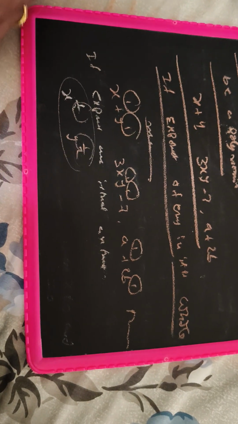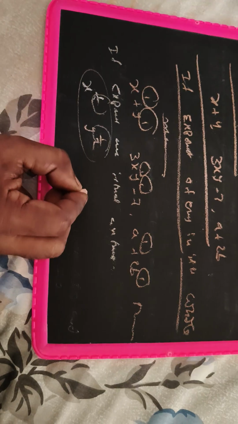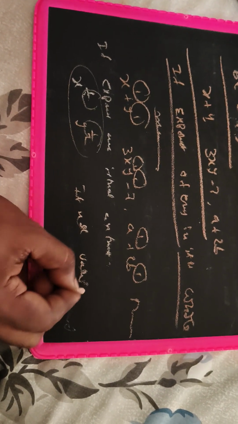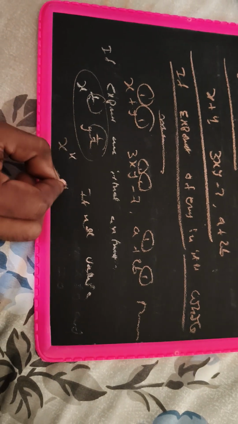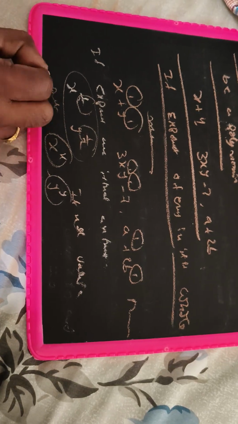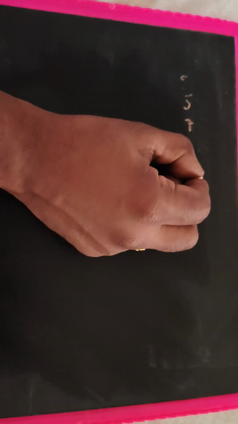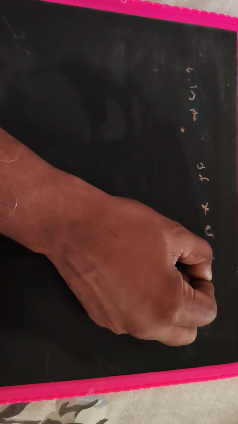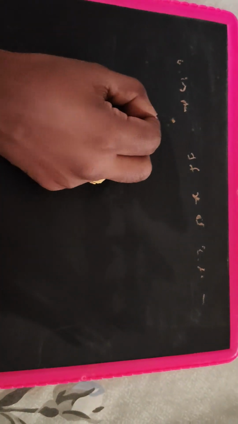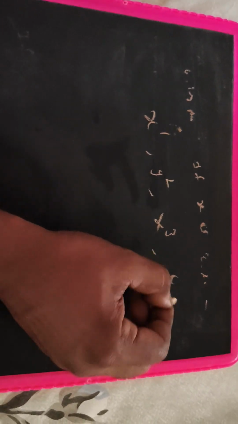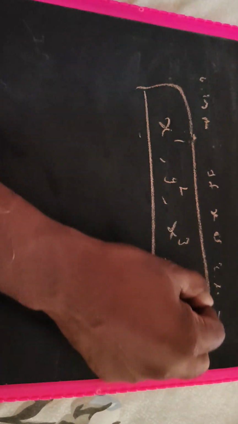Another condition: the exponent of any term should not be a variable, like x to the power of x, y to the power of y. That is not called a polynomial. An algebraic expression is said to be a polynomial if the exponent of every term in it is a whole number, like x to the power of 1, y to the power of 2, x to the power of 3, y to the power of 4.